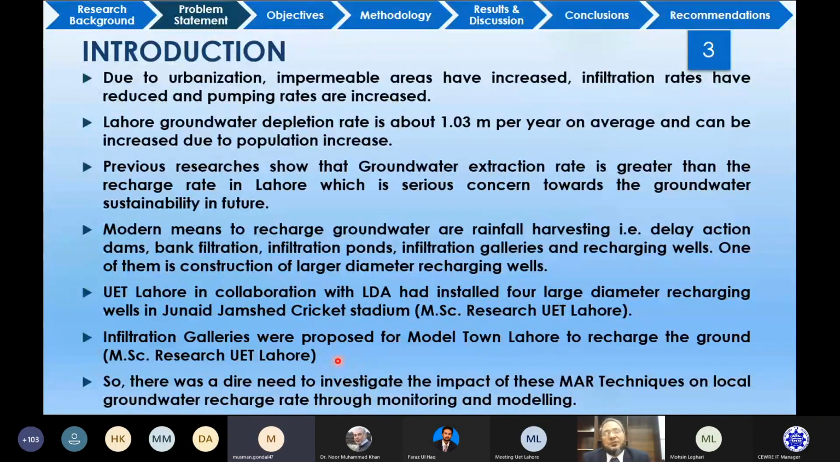Another piece of research work carried out by the Center of Excellence in Water Resources Engineering, UET Lahore, is basically the provision of infiltration galleries in one of the towns, which is Model Town, and to see its impact, how these infiltration galleries are improving the groundwater recharge. Based on that, I have selected this topic, that what MAR techniques are suitable for us and which are beneficial for us, which are cheaper and which we can easily install.